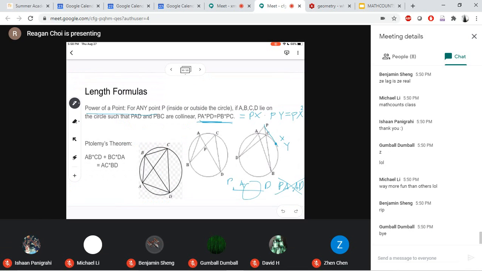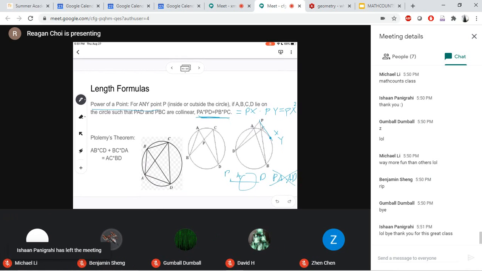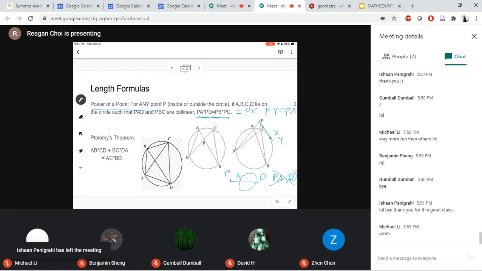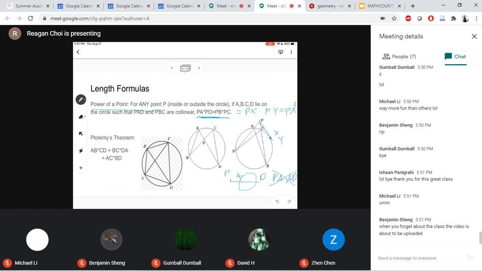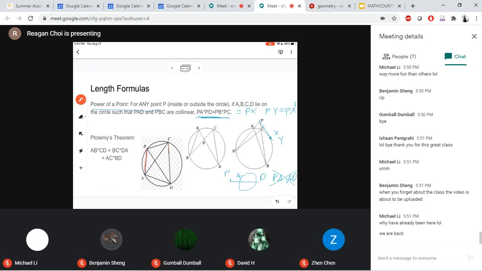So, length formulas. Power of a point we already went over, and now Ptolemy's theorem. I think it's Ptolemy's. AB times CD plus AD times BC, or BC times DA, equals AC times BD. So hopefully you see how it's relatively easy to memorize.